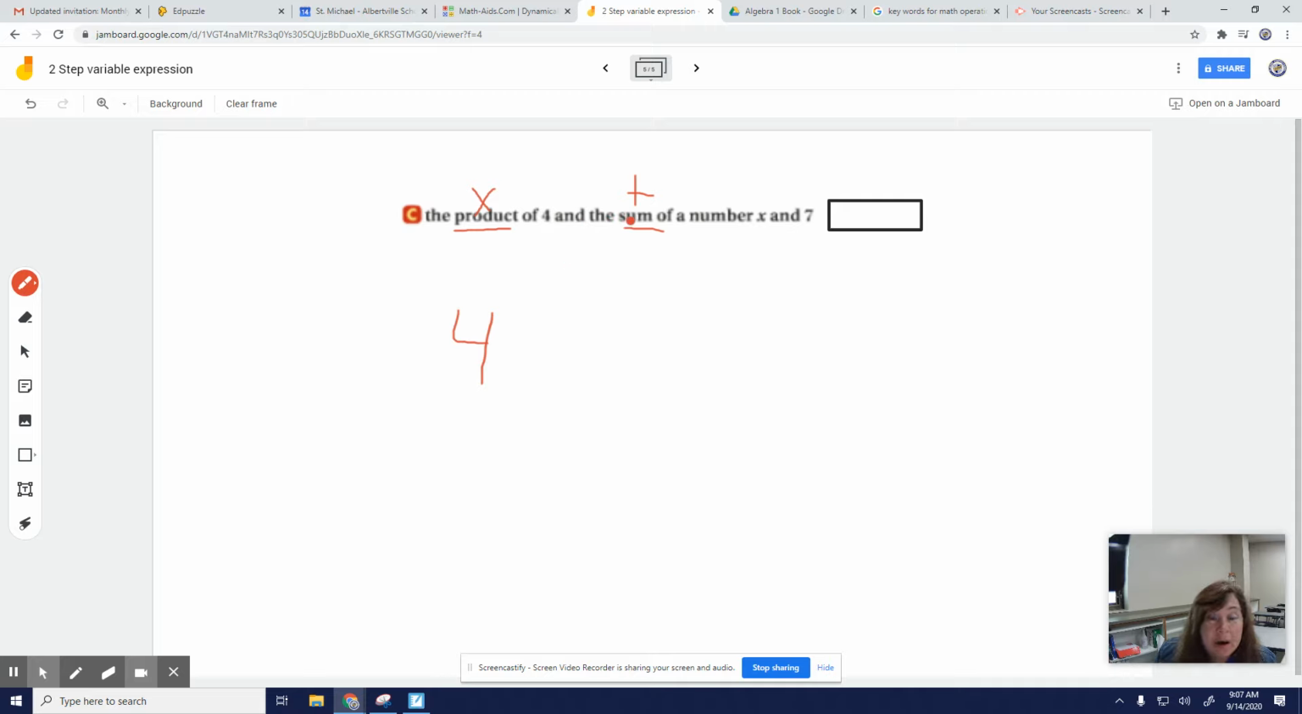The sum of a number, x and 7. We know we're adding x and 7. Now this one is going to need parentheses, and the reason why is this phrase here, x plus 7. So when we look at it, we know we have to do these functions first. And 4 is being multiplied by this whole thing right here. 4, the product of 4, and the sum of the numbers x and 7.